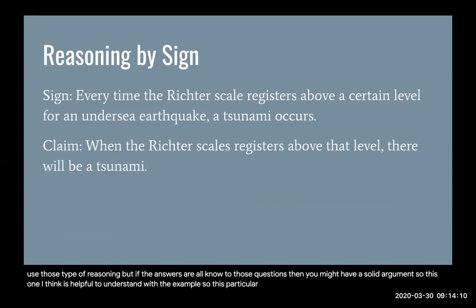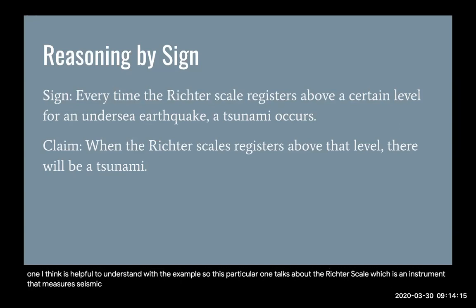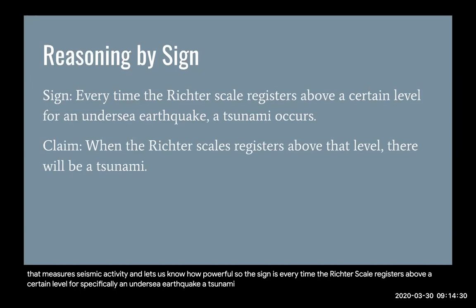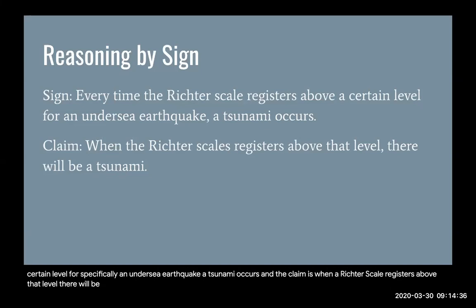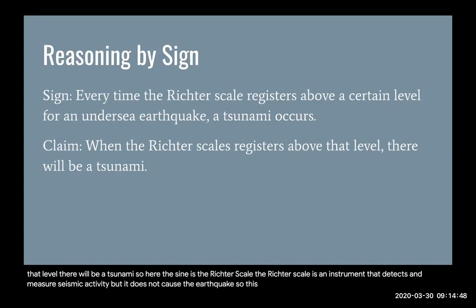This particular one talks about the Richter scale, which is an instrument that measures seismic activity and lets us know how powerful an earthquake is. So the sign is every time the Richter scale registers above a certain level for specifically an undersea earthquake, a tsunami occurs. And the claim is when a Richter scale registers above that level, there will be a tsunami. So here the sign is the Richter scale. The Richter scale is an instrument that detects and measures seismic activity, but it does not cause the earthquake. So this is why it isn't causal, because it's not a cause and effect relationship.